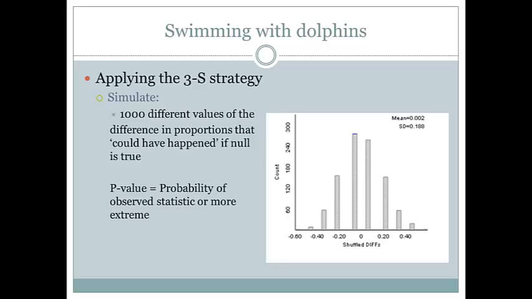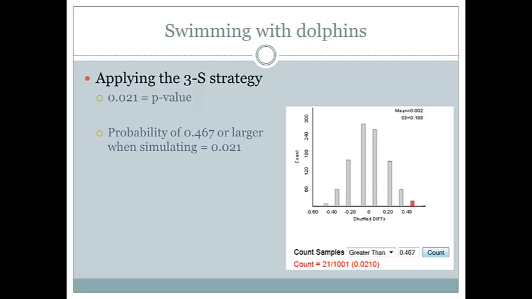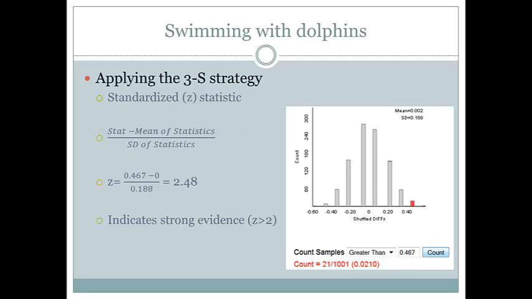To compute a p-value, we will do the same thing we've done before. The p-value is the probability of obtaining our observed statistic or more extreme. In this case, the p-value is 0.02 because 0.02 is the probability of obtaining our statistic, 0.467, the difference in the group proportions, or larger because we have an alternative hypothesis that's one-sided when simulating. So the p-value, 0.021. To compute a standardized statistic, we will again use methods we've seen earlier in the course.